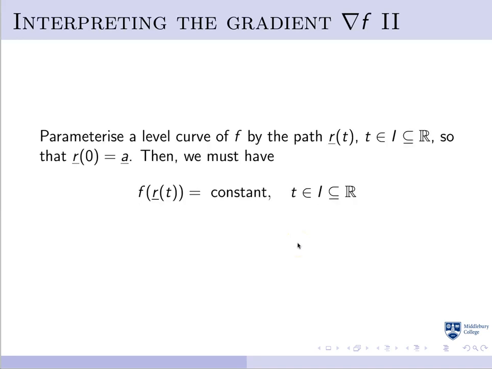Well, let's see why this should be true. Suppose that we take a level curve of f that's passing through A, and let's give that level curve a parameterization by a path r. Moreover, suppose that r of 0 equals A. Then, because the image of the path is a level curve of f, all of the outputs of r, when I plug them into f, must get mapped to some constant value.